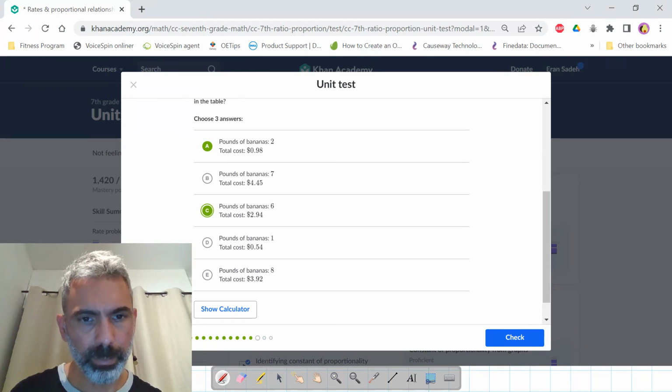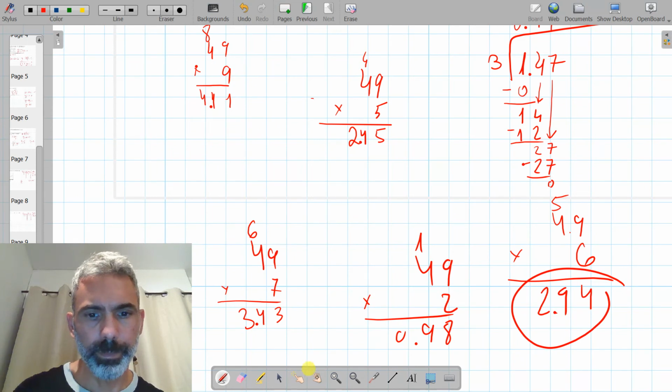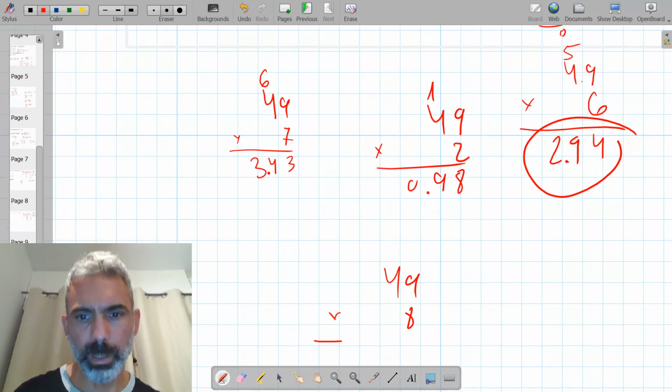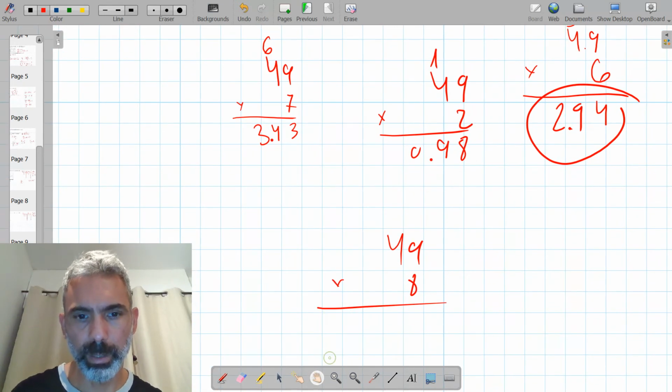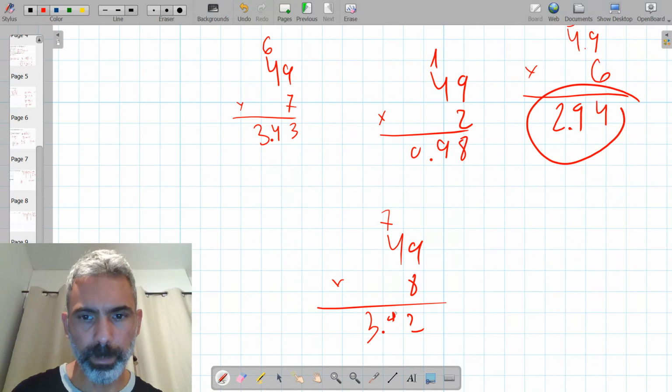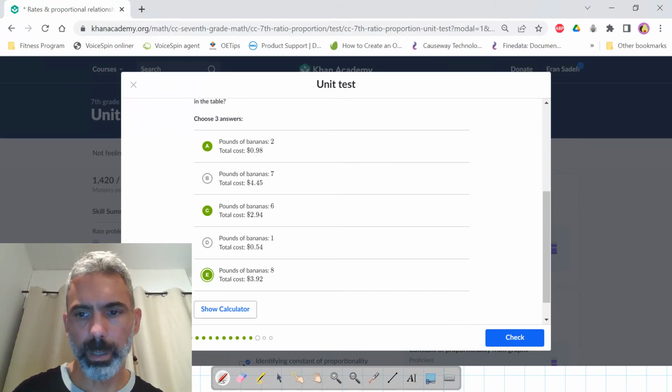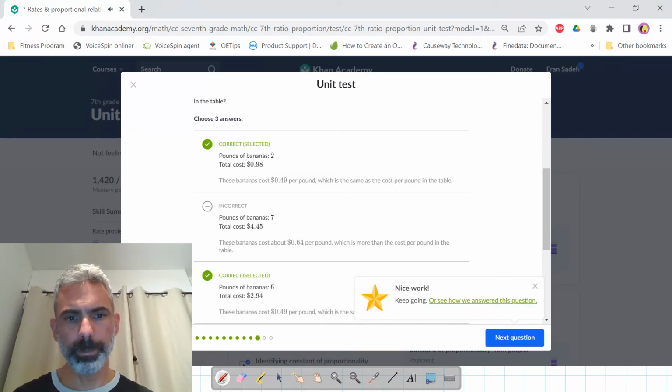And 8 times 49. 8 times 9 is 72. 8 times 4 is 32 plus 7 is 39. So it's 3.92. Yes. So options A, C, and E are correct. Good.